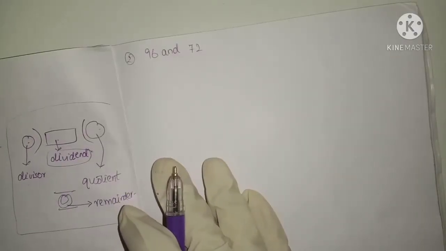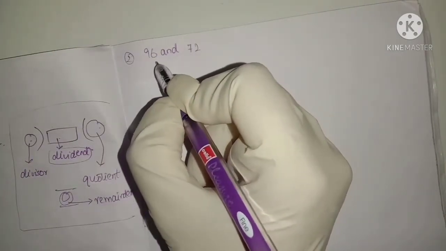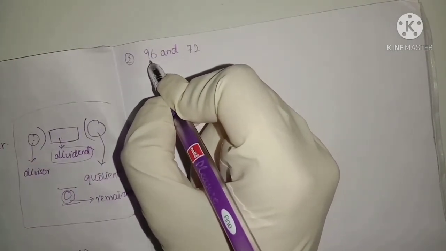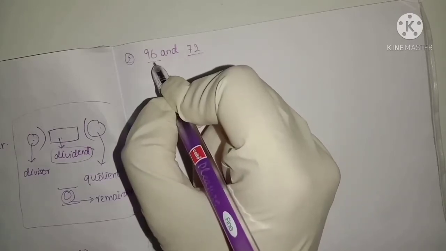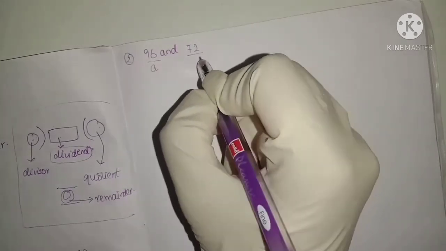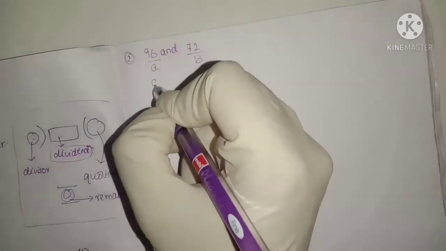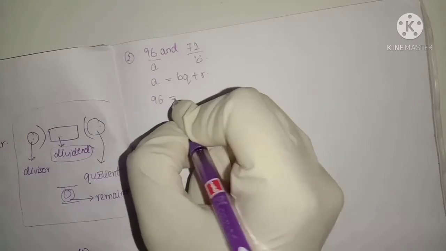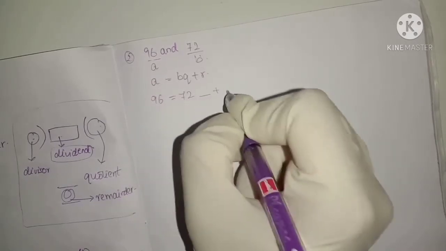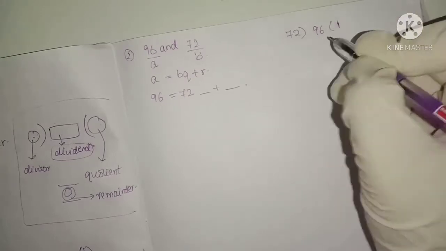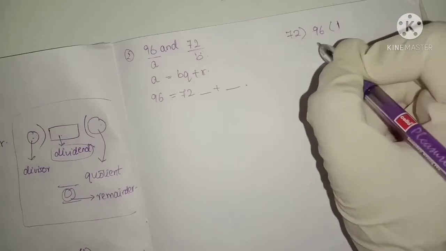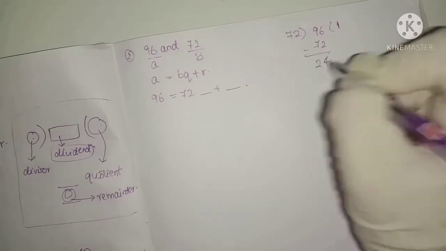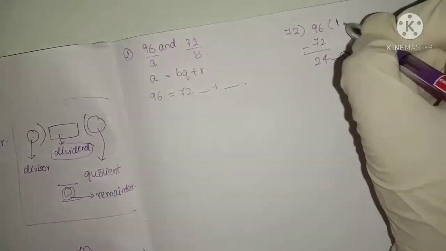So let us discuss the remaining examples. This is the second sum, so that you can understand it better. The greater number is 96 and the smaller number is 72. The greater number will be the dividend, A, and the smaller number will be the divisor, B. The equation is A = BQ + R. Again, A is 96, B is 72, and Q and R we don't know. We can take only one time, otherwise it will be greater than 96. 72 ones are 72. 96 minus 72 gives 24, so the remainder is 24 and the quotient is 1.